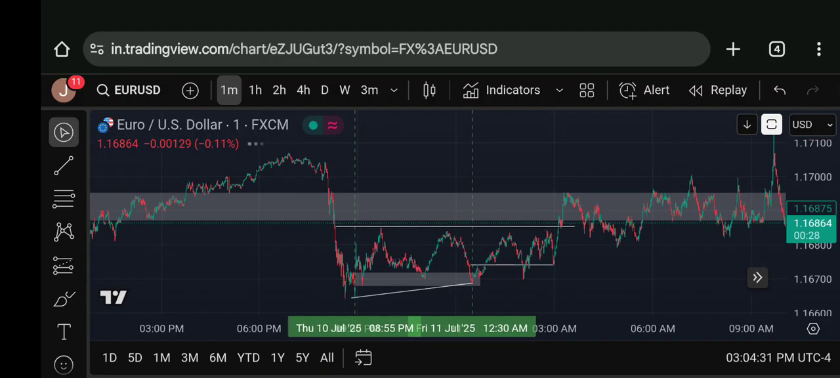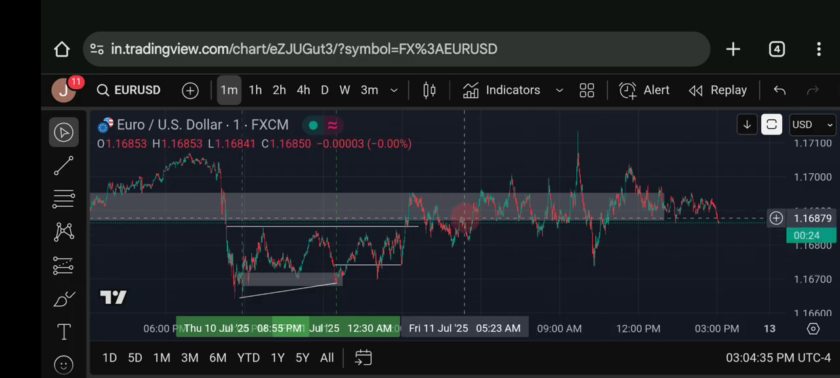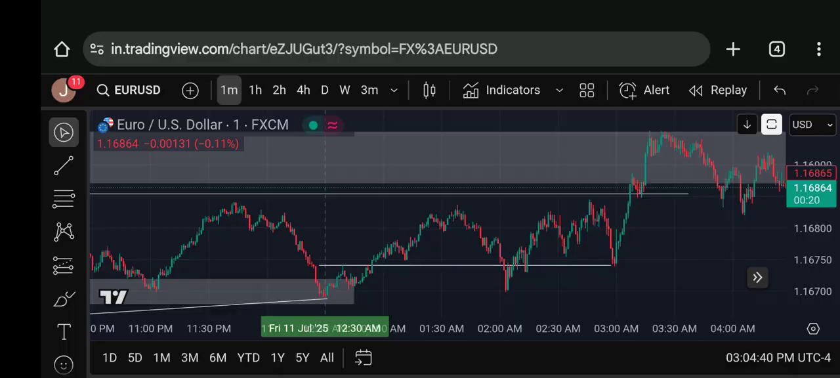You can see that price is consolidating after that. Finally my take profit is hit, guys.